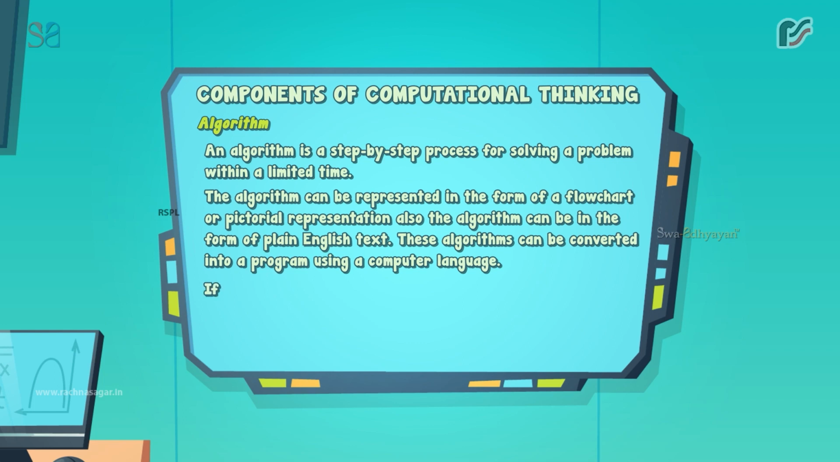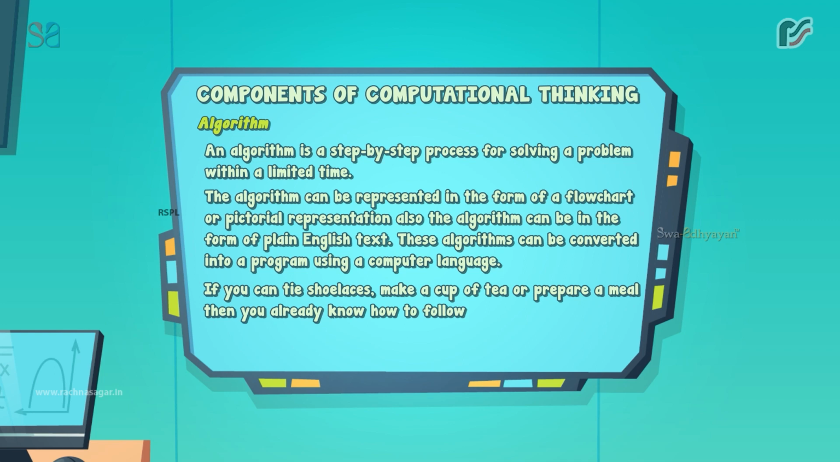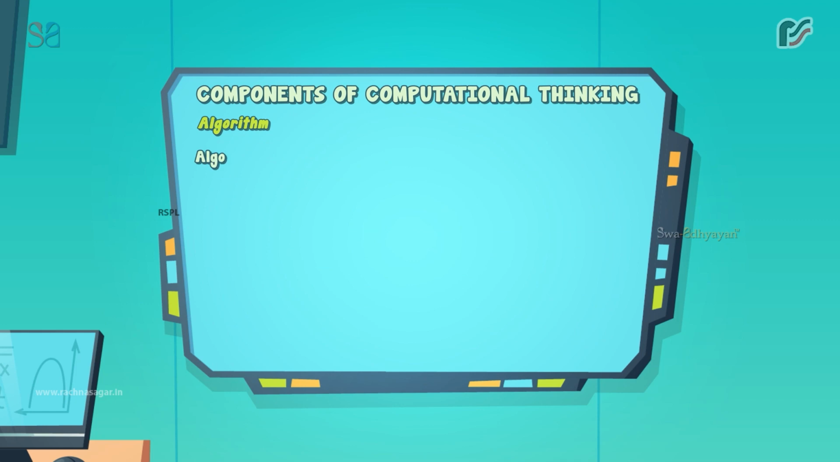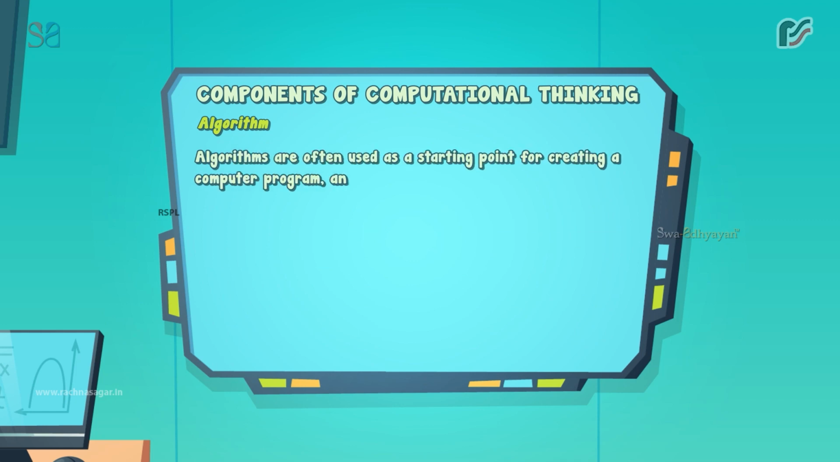For example, if you can tie shoelaces, make a cup of tea, or prepare a meal, then you already know how to follow an algorithm. In an algorithm, each instruction is identified and the order in which they should be carried out is planned. Algorithms are often used as a starting point for creating a computer program, and they are sometimes written as a flowchart or in pseudocode.